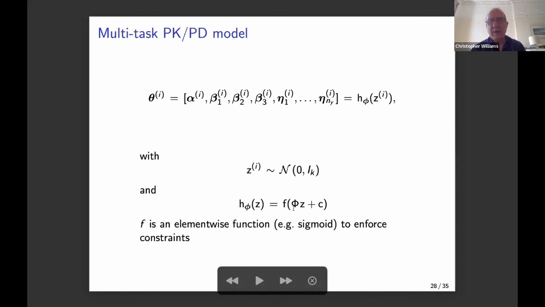We're basically going to have something like a factor analysis model. So this is just linear in the z's, but if there are constraints on parameters, maybe to enforce positivity or so on, we'll make use of element-wise functions to enforce those parameter constraints.